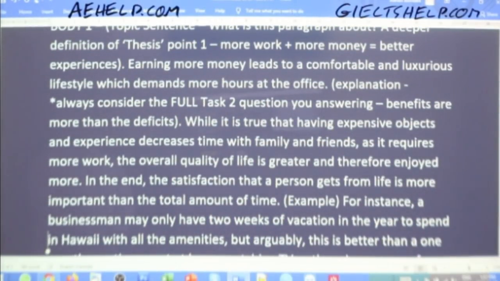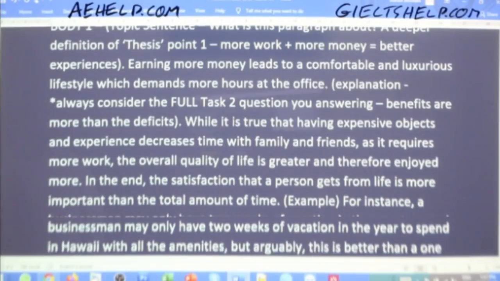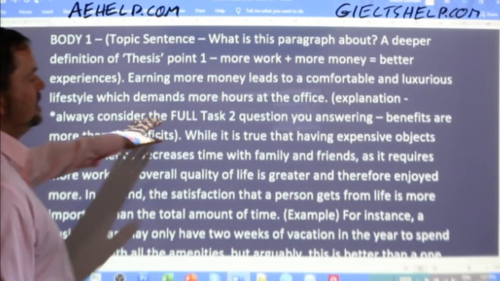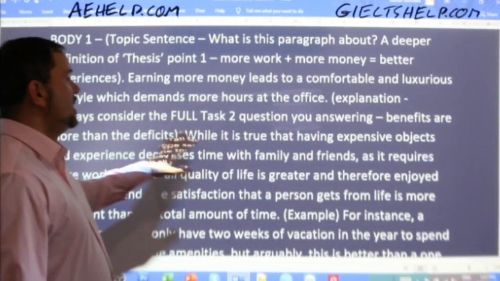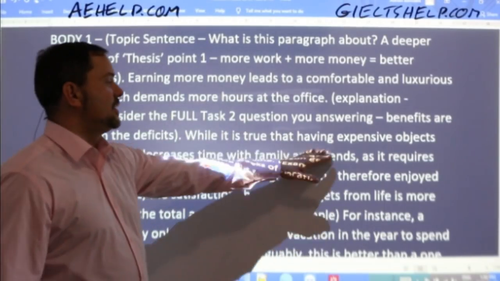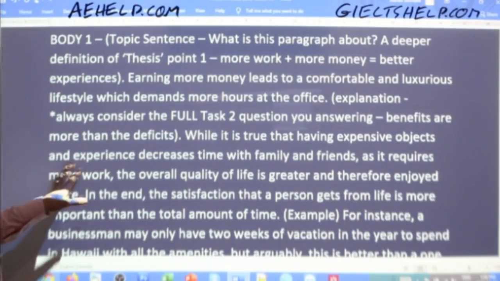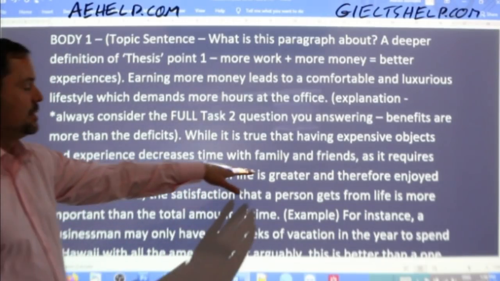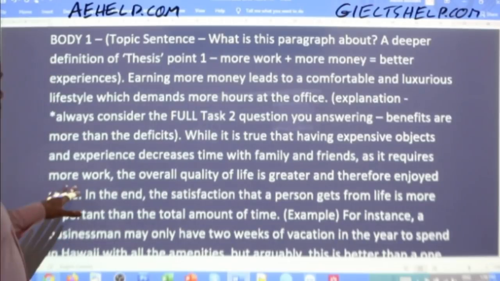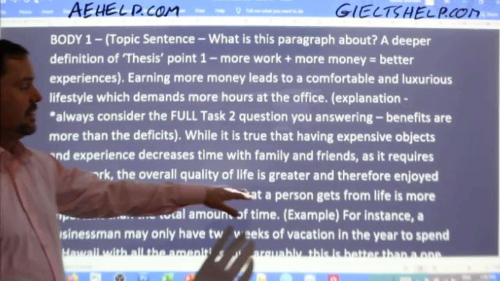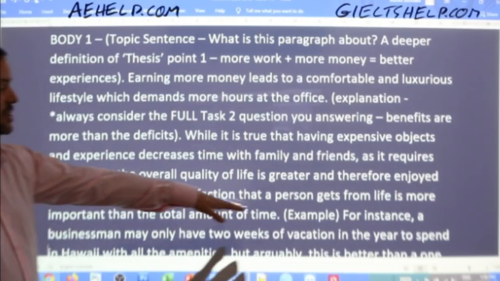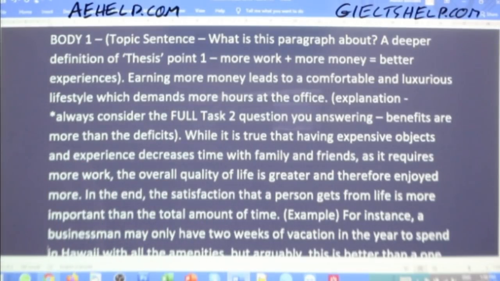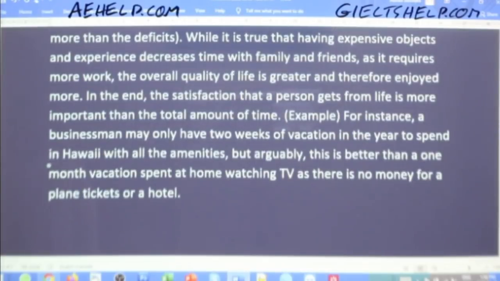Okay. So let's read what I have so far, and then you can tell me what kind of a sentence or what idea should follow. So earning more money leads to a comfortable and luxurious lifestyle which demands more hours at the office. While it is true that having expensive objects and experiences decreases time with family and friends, as it requires more work, the overall quality of life is greater and therefore enjoyed more. In the end, the satisfaction that a person gets from life is more important than the total amount of time.